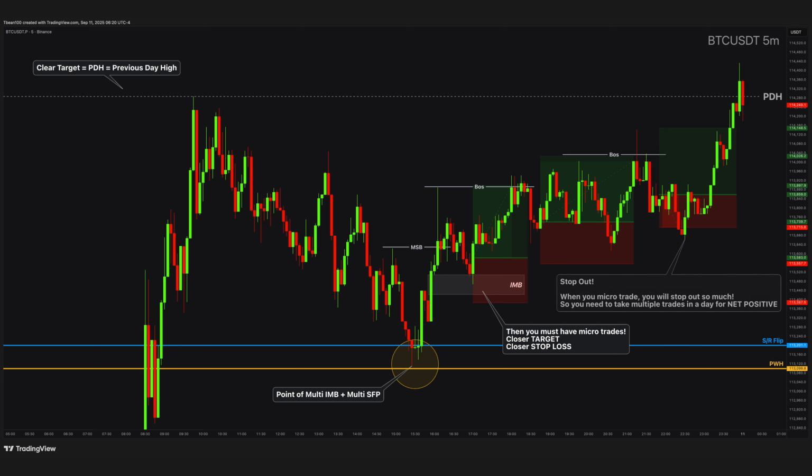But here is the challenge. When you trade this way, you run into big problems. That's because when you take micro trades, you are going to be stopped out quite a lot. The only way to balance this out is by making multiple trades during the day. You might need around 4 to 6 trades in a single session to finish the day with a positive net result.